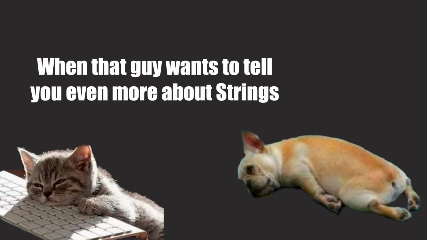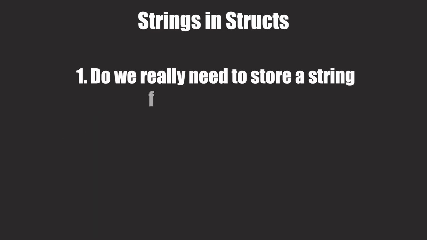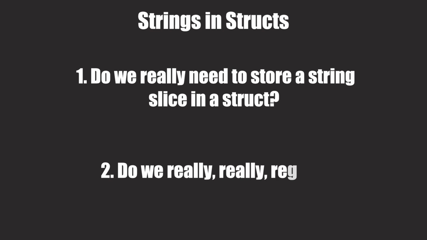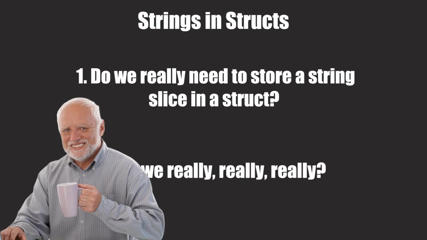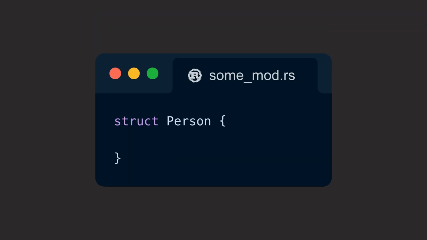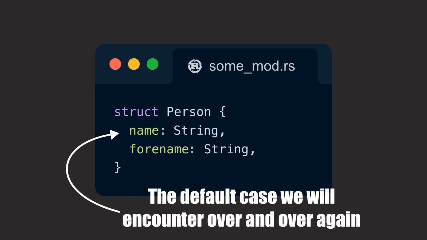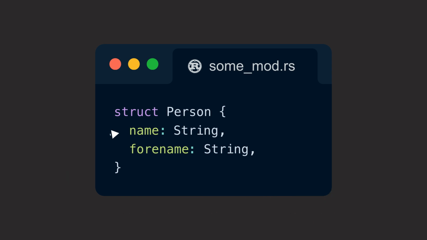The last thing we can now explore is strings and structs. The questions we need to ask ourselves here are pretty easy this time though, and they go like this. Do we really need to store a string slice in a struct? And do we really? If we can answer these questions with absolute confidence, we already know our answer. If not, we can once again start with an own string. And in 99% of all use cases, we will probably even leave it at this.